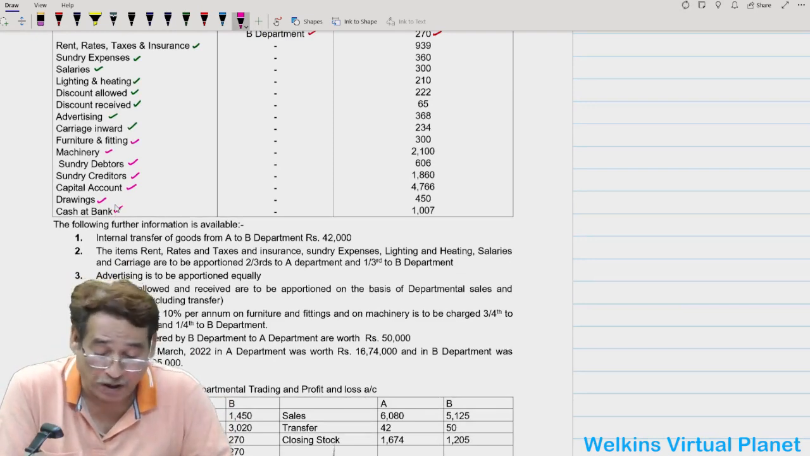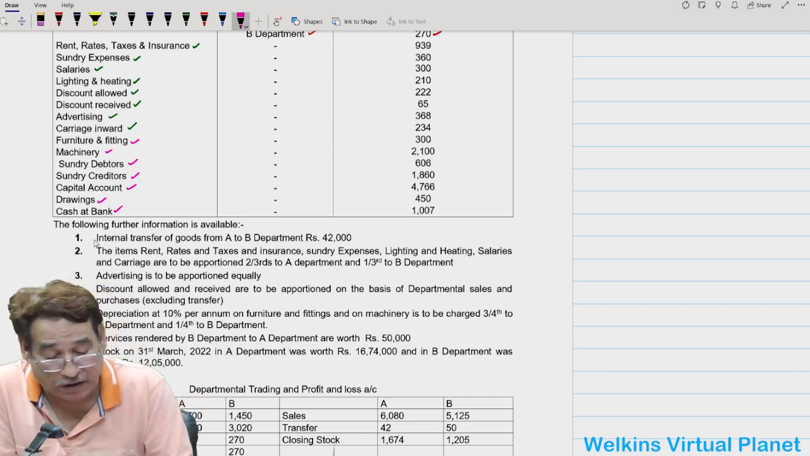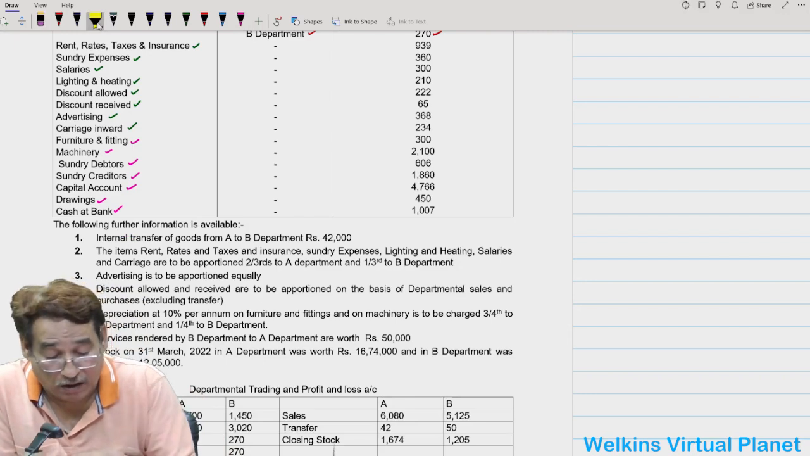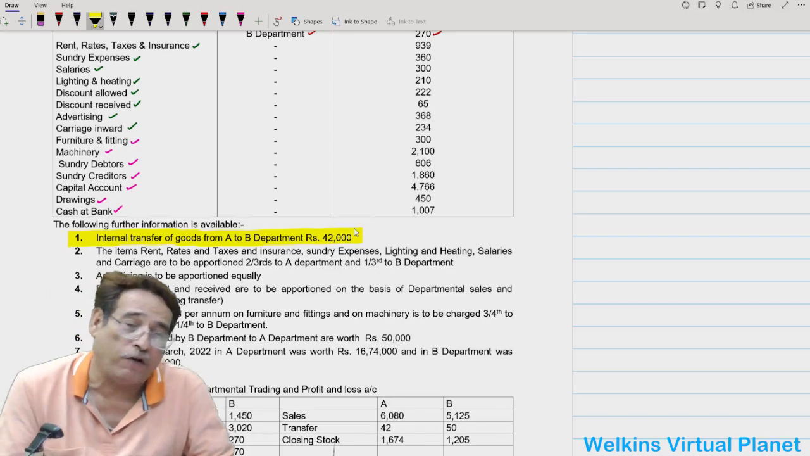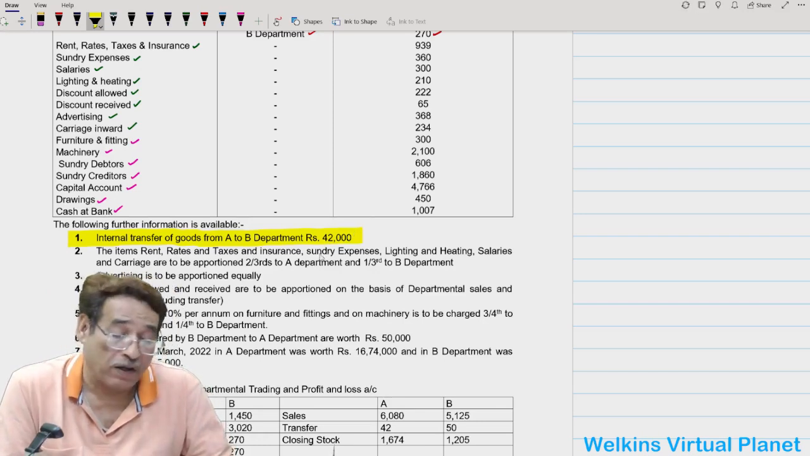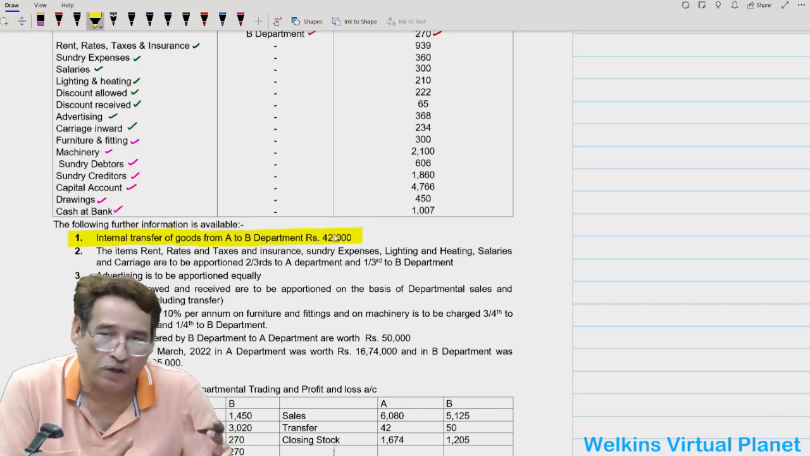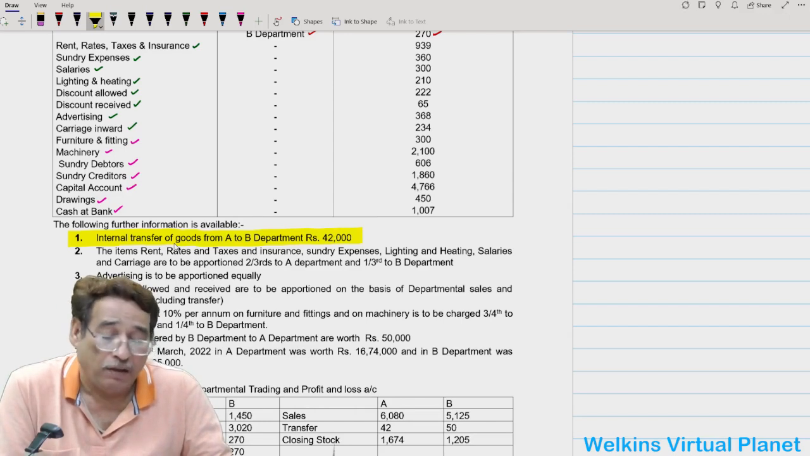Further, in the question, now below you have been given, this is an important line, internal transfer of goods from A to B is 42,000. Now, remember one thing, the above figures are in thousands, so you will simply write 42, correct? 42 would mean actually 42,000. So A has transferred 42,000 worth of goods to department B. So this is a case of interdepartmental transfer.